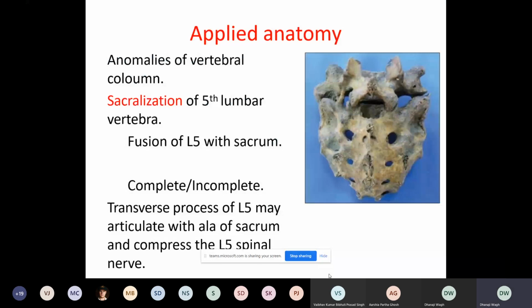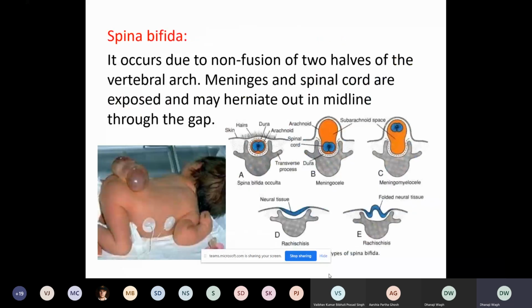Applied anatomy: you can see there is sacralization of the 5th lumbar vertebra. It is an anomaly of the vertebral column, where there is fusion of L5 with the sacrum. There is complete or incomplete fusion, and the transverse process of the 5th lumbar may articulate with the ala of the sacrum and compress the L5 spinal nerve. Spina bifida: these are the clinical features. It occurs due to non-fusion of the two halves of the vertebral arch. Meninges and spinal cord are exposed and may herniate out in the midline through the gap.